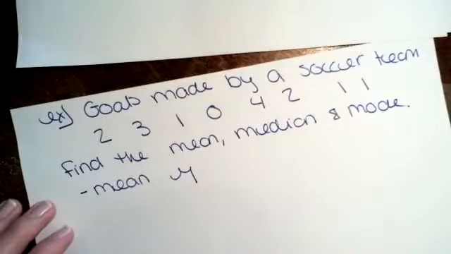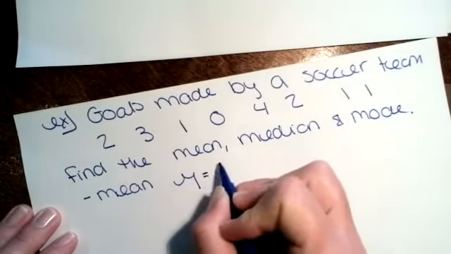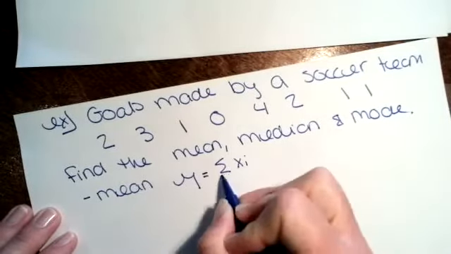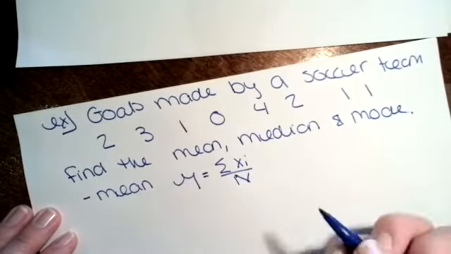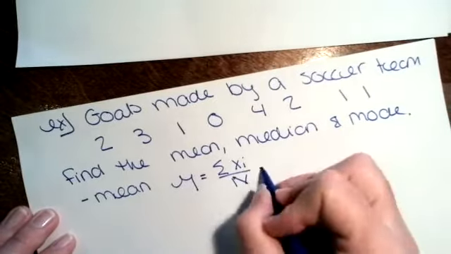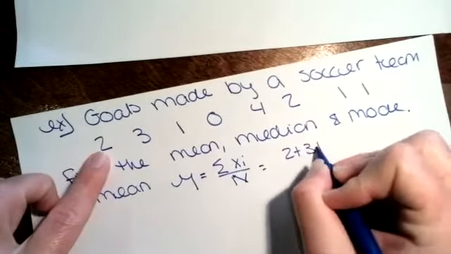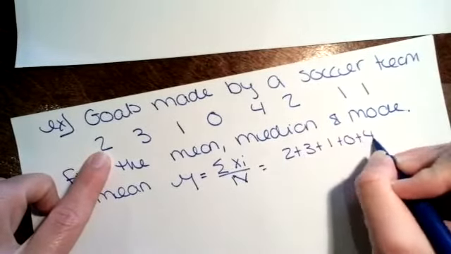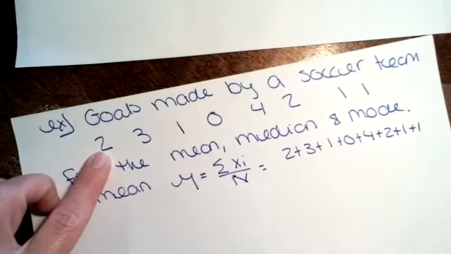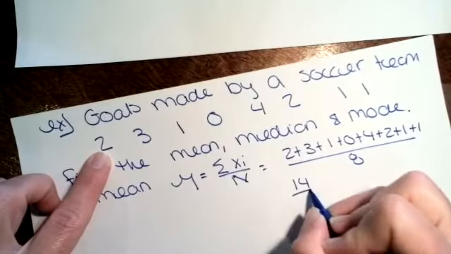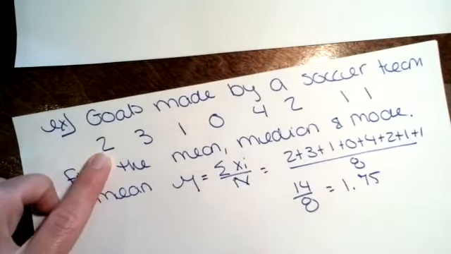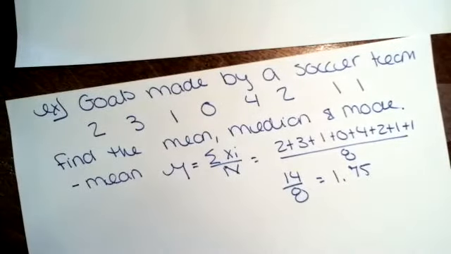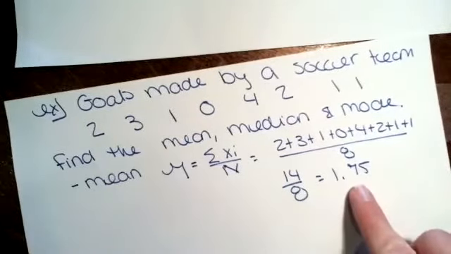Okay, so I'm going to use that, which remember is all the data values added up, and then divided by the total number of data values. So here it's just this simple, and then divide by 8. So here I have 14 divided by 8 and I have 1.75. Okay, so that's the average. So the average number of goals is 1.75.